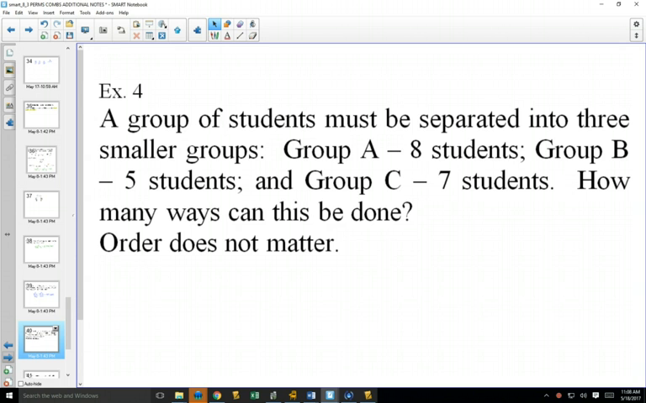So you have a group of students in a class, and you want to separate them into 3 groups. You want 8 students in group A, 5 students in group B, and 7 students in group C. How can this be done? Well, how many students do we have in total? 20. How many decisions do we have to make? There's 3 separate decisions here. Can you see that? You have to decide who's in group A, then decide who's in group B, and decide who's in group C.